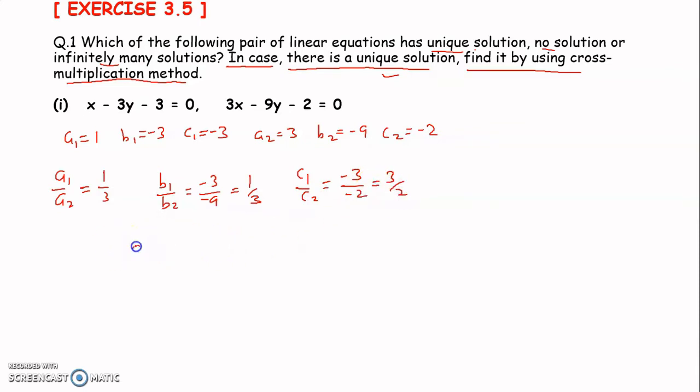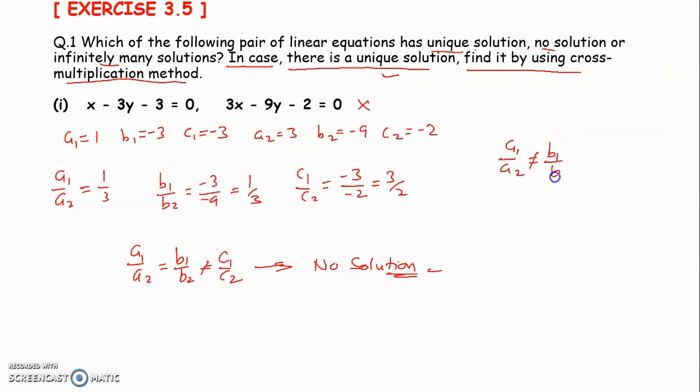So here we get a1 by a2 equal to b1 by b2 but not equal to c1 by c2. This is the condition for no solution. So this pair of linear equations will have no solution. If you don't remember the conditions, let me write them here. First condition, if a1 by a2 is not equal to b1 by b2, then we get a unique solution.